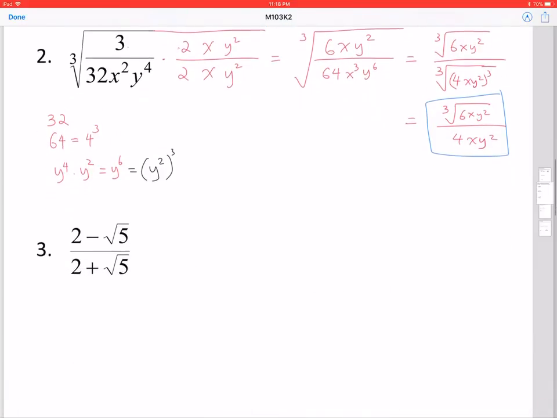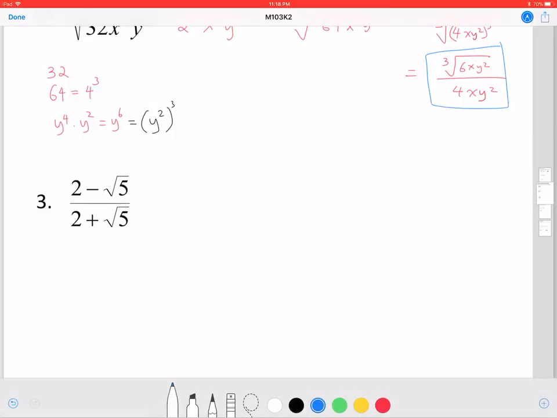Okay, let's do number 3. Now, number 3 is different in that in the denominator we have 2 terms, the 2 plus square root of 5. So some of you may be thinking, well, can I just do square root of 5 over square root of 5? No, that's not going to work, because if you distribute the square root of 5 to the denominator, you still have 2 times square root of 5 plus 5. Well, you have not cleared your radical.